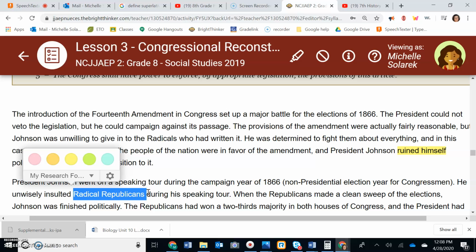So anyway, he does go on a campaign trail and try to recover. Does he recover or not? You'll have to wait till the next lesson to find that out.